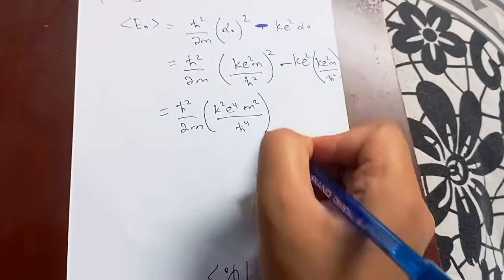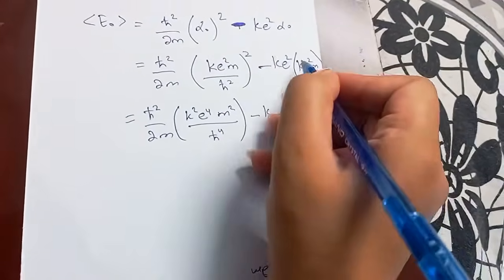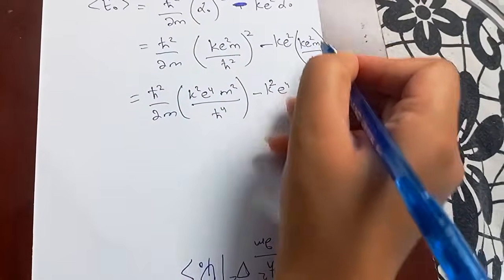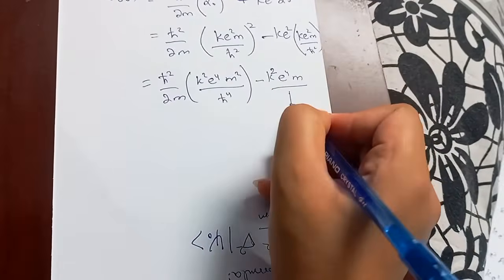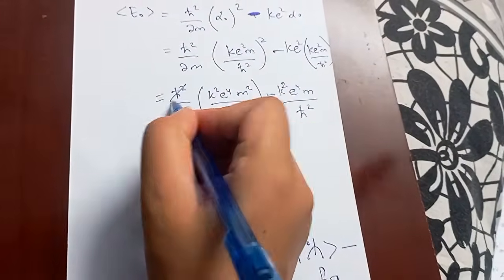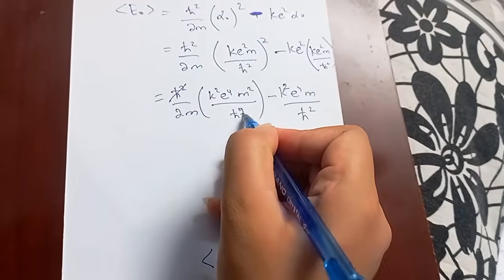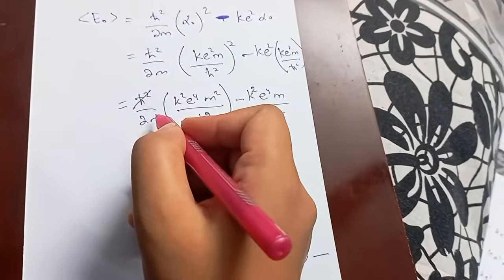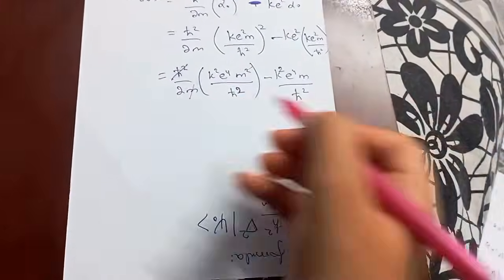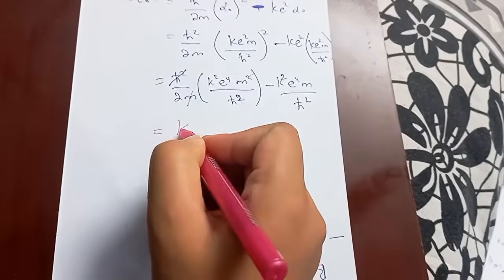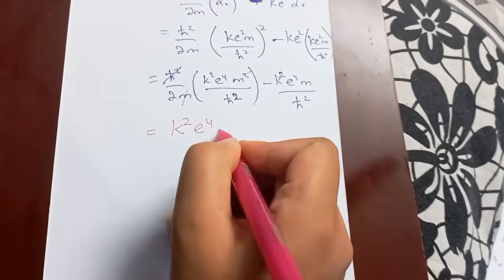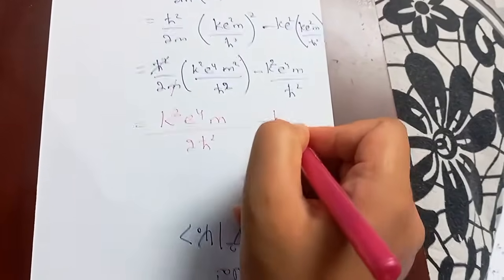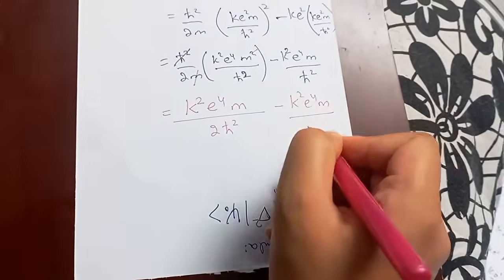Okay, so k² e⁴, one m cancels with m², so m remains, and ħ². This is ħ² and this is ħ⁴, so it becomes ħ². Then what else cancels out? One m cancels out. We are left with k² e⁴ m in the numerator and 2ħ² in the denominator: k² e⁴ m/ħ².